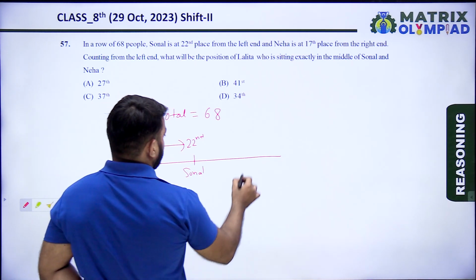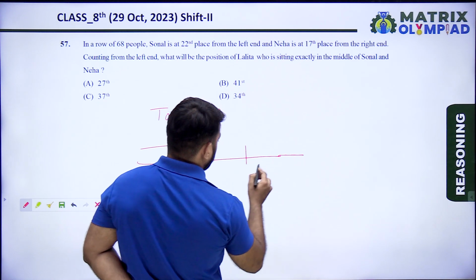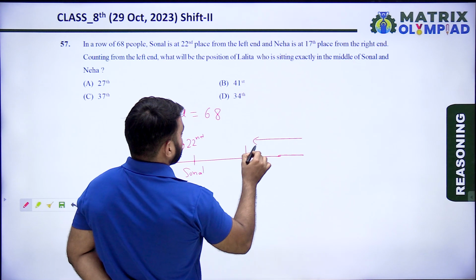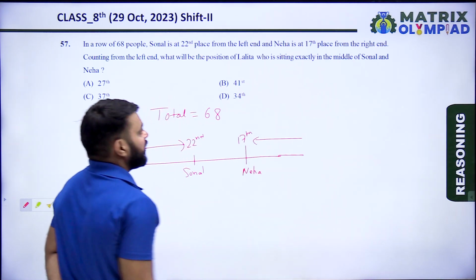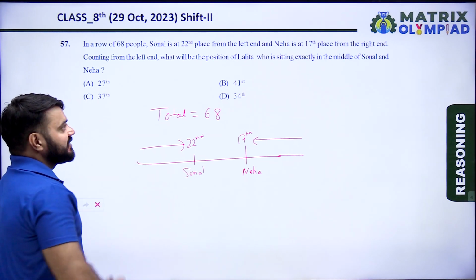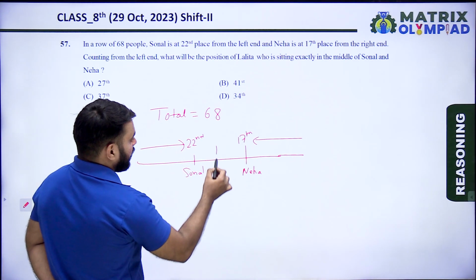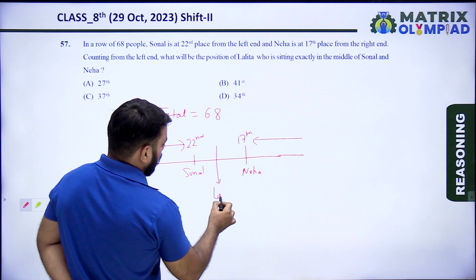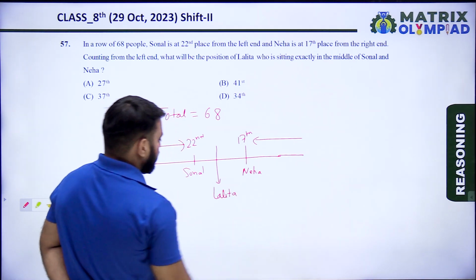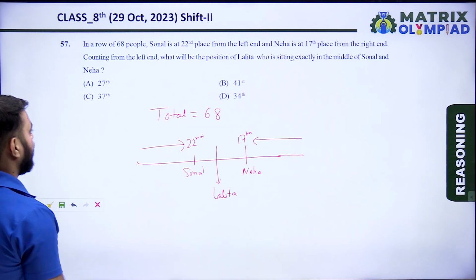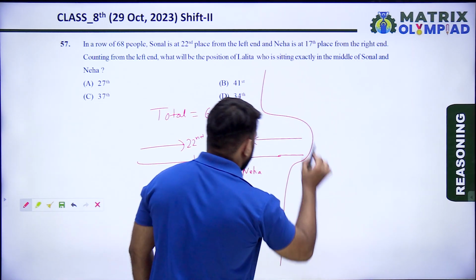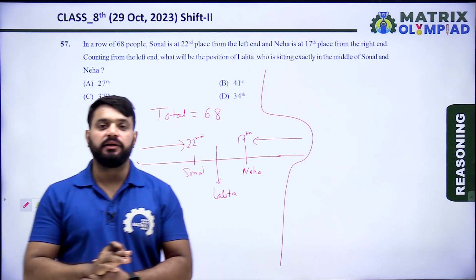And the position of Neha in this row is 17 from the right end. And Lalita is sitting exactly in the middle of Sonal and Neha. So first find the number of middle girls.